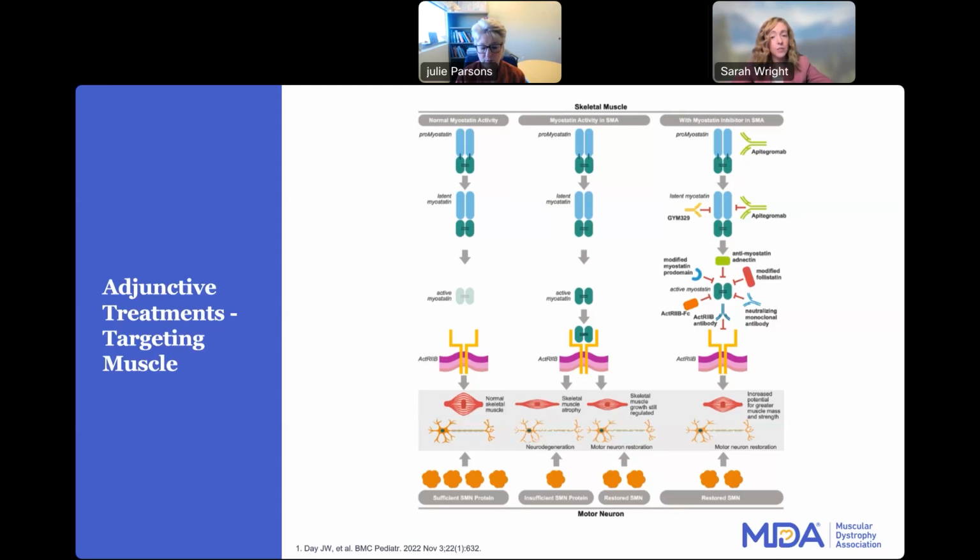It prevents the breakdown of the pro-forms of myostatin and has been shown in clinical trials to have functional improvements, even in patients who are already on nusinersen, and to be safely tolerated. This is a once monthly intravenous infusion. The next molecule is also looking at latent myostatin and preventing it from being upregulated again, because antibodies can sometimes be recycled. That is GYM329, which is undergoing clinical trials right now.